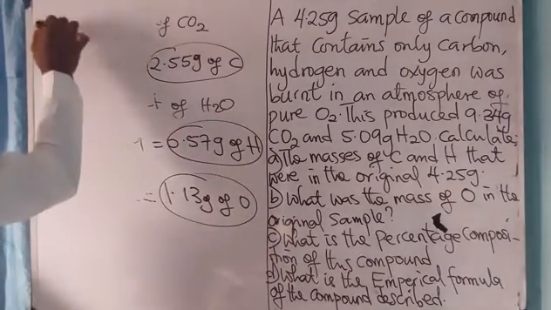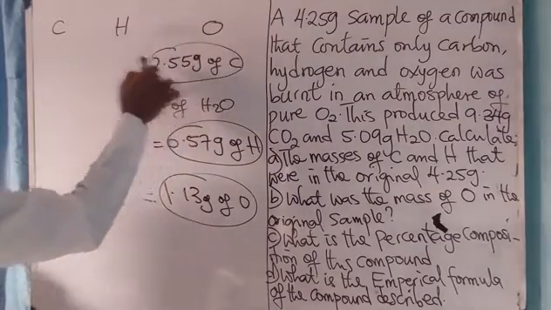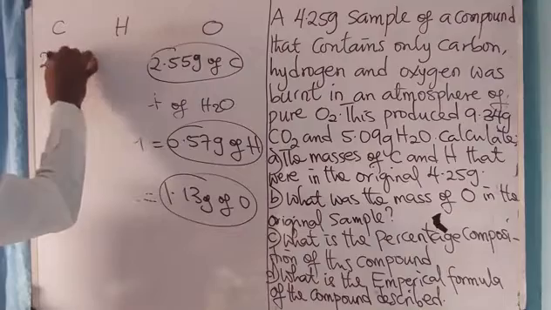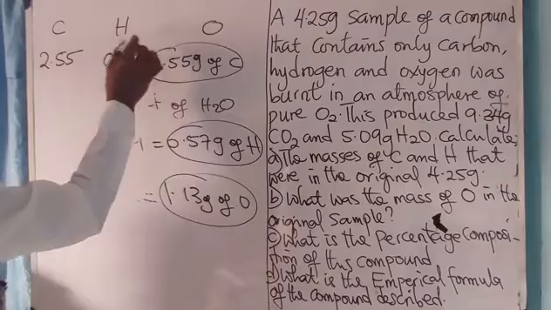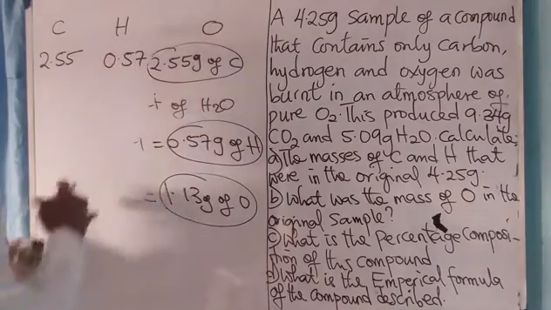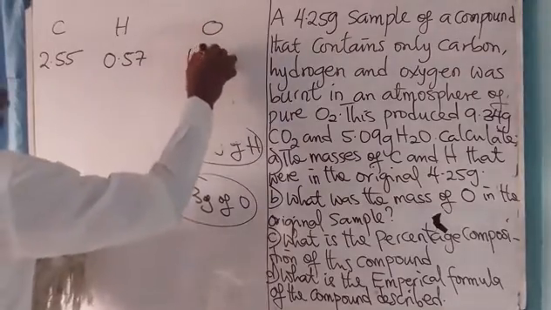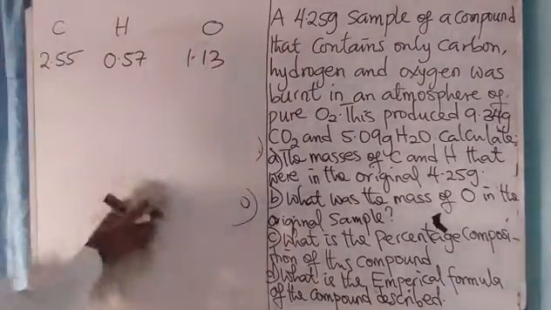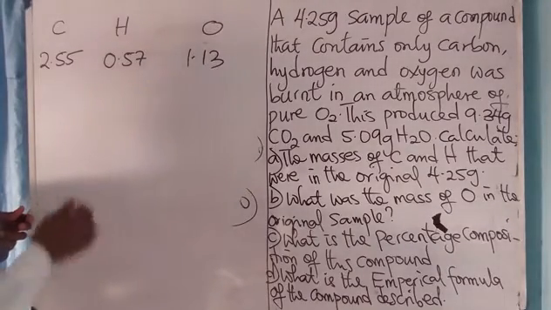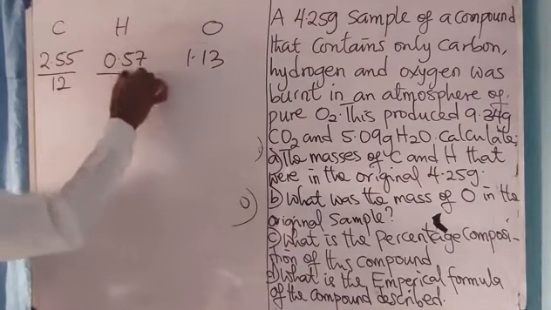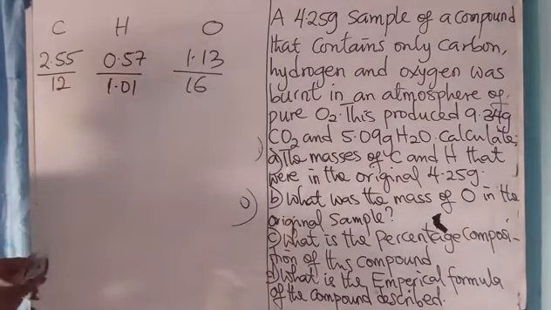Alright, let's do it. I have carbon, hydrogen, and oxygen. Carbon is 2.55. Hydrogen is 0.57. And oxygen is 1.13. Now the next thing to do is to divide by their mass number. That is their mass number. You have 12, 1.01, then 16.